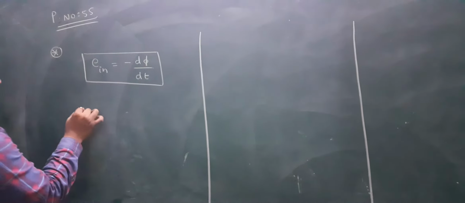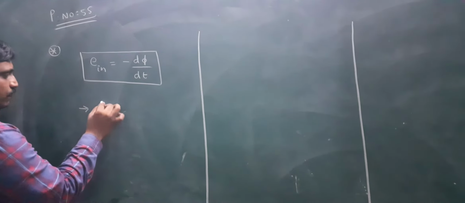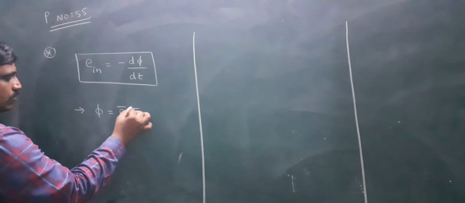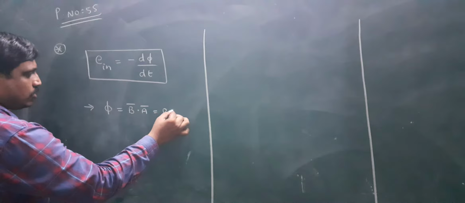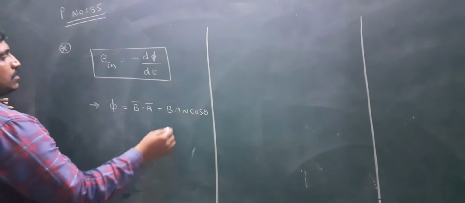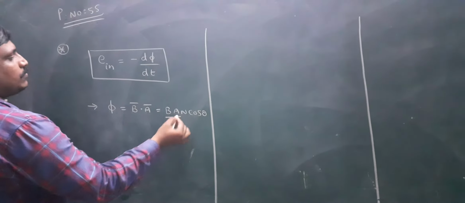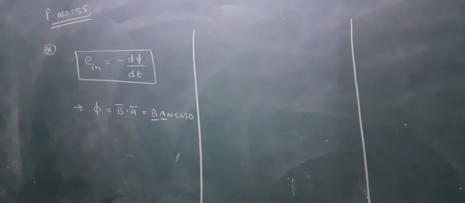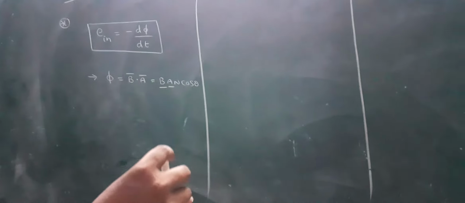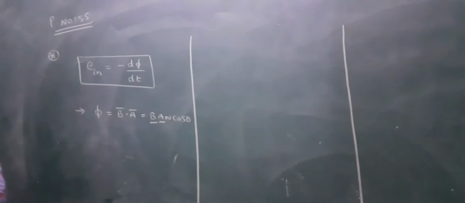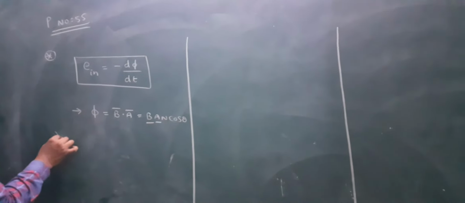What is the flux formula? Flux formula is B bar dot A bar, which is B A N cos theta. Here theta is the angle between B and A. In this chapter, area is a vector. It is always perpendicular to the given surface.